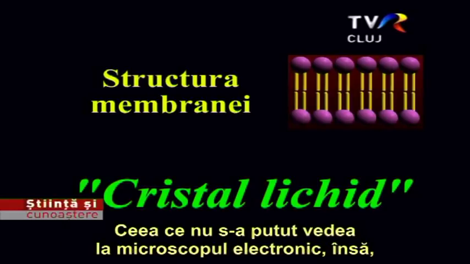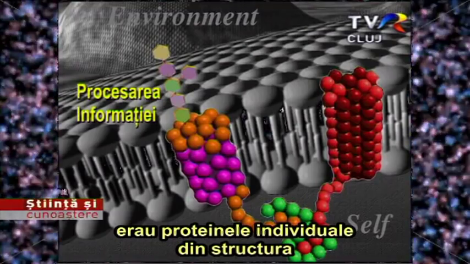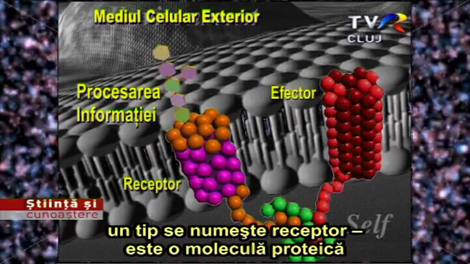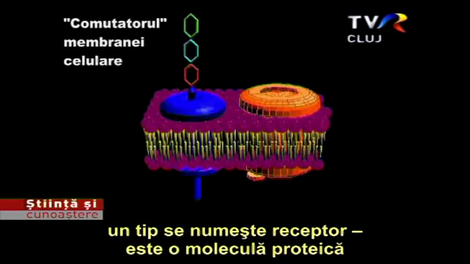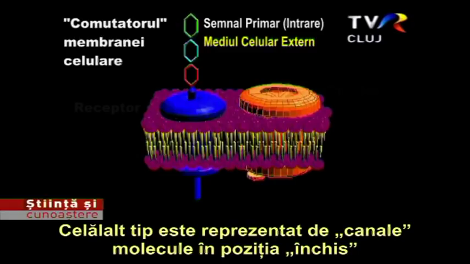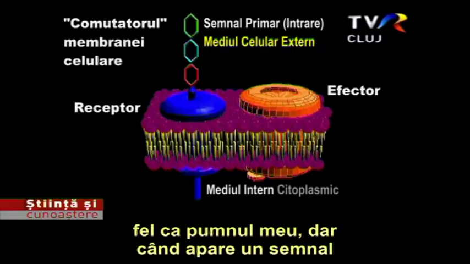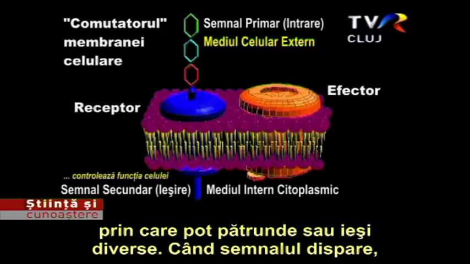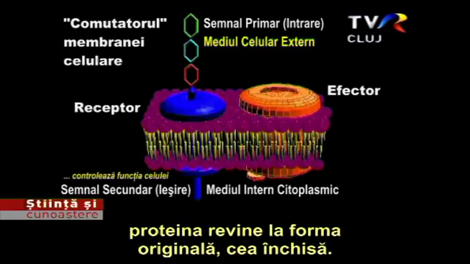But what they couldn't see in the electron microscope is this. There were individual proteins built into the membrane. And there were two classes of proteins. One class of proteins is called receptors. It's a protein molecule that has an antenna on it, like a miniature television antenna. The other class of molecules are called channels. And these are molecules that are closed during their normal structure, like a fist, like closed. But when the signal comes and changes the structure, the channel opens up and makes a pore, so things can go in and out of the cell. And when the signal's gone, the protein goes back to the original shape, which is closed. So that's called a channel.